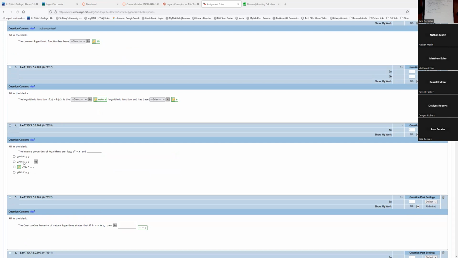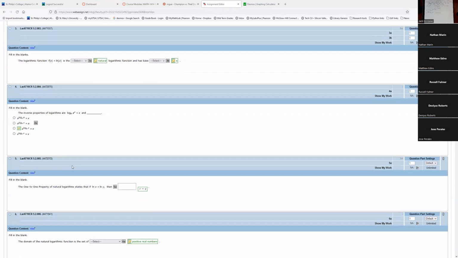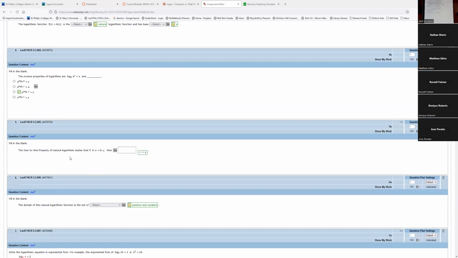So as you can see right here, if this base matches and you have a log up here, it will cancel completely, leaving you, well, it should be, oh yeah, that's wrong, that's why. Right here, the argument will be left over. These will cancel, leaving you with the argument, x. They also have a one-to-one property as well. So if you have the same base, then you can set the arguments equal to each other, x equals y.